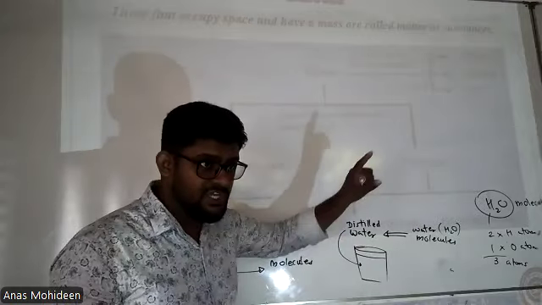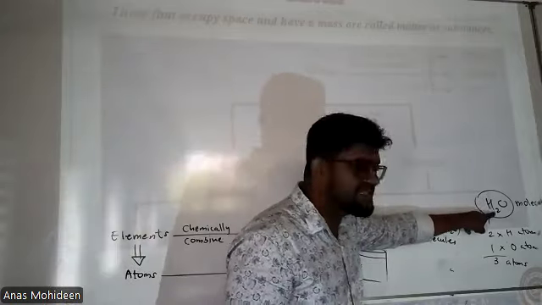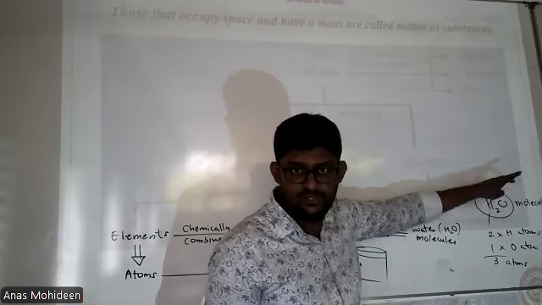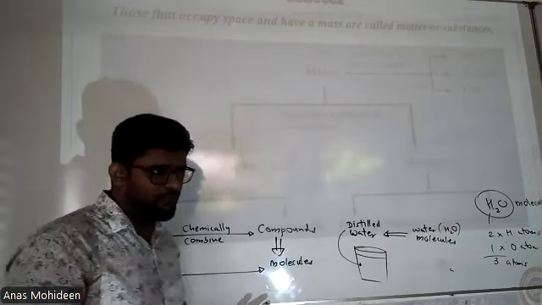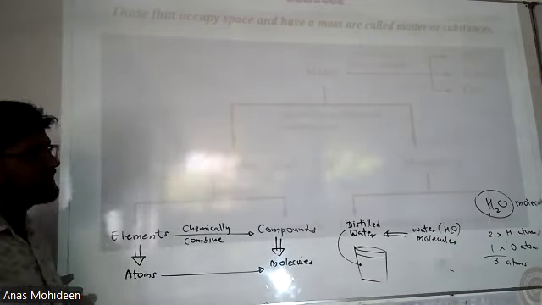Clear? In the H2O molecule, 2 hydrogen atoms and 1 oxygen atom are there. Totally 3 atoms are there. That is how the H2O molecule is formed. Okay, fine. So shall we go to the tube?